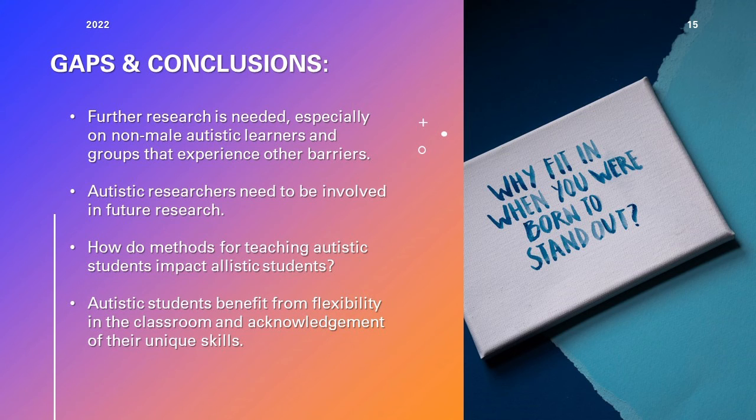Autistic researchers need to be involved in future research. Who understands the challenges of being an autistic student better than an autistic person? It is also worth studying how autistic students are impacted when methods for teaching autistic students are used in the wider classroom. Autistic students learn best in an environment that allows flexibility and acknowledges the unique contributions autistic people make.